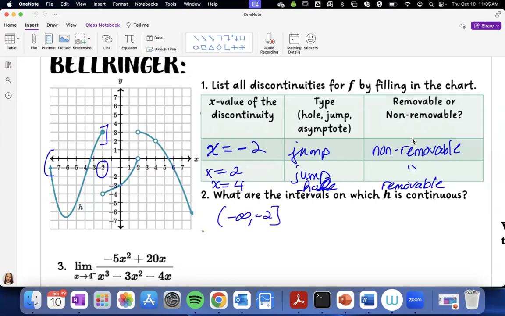Then I go, yeah, -2 to 2 in parentheses. And then 2 parentheses all the way to infinity. Okay. Oh, I missed the 4. I'm sorry. Yeah, so I missed it. 2 to 4 parentheses. Thank you. And then 4 to infinity. Whoops. Okay.